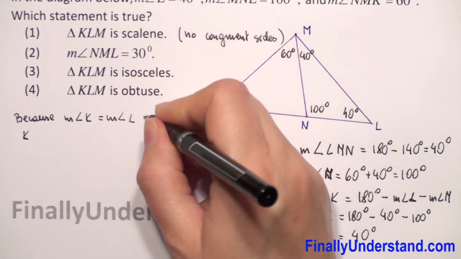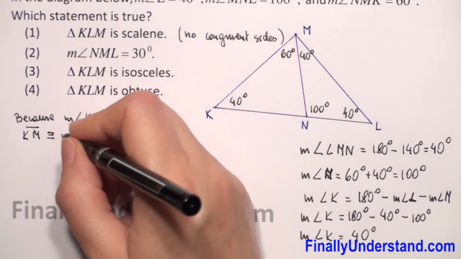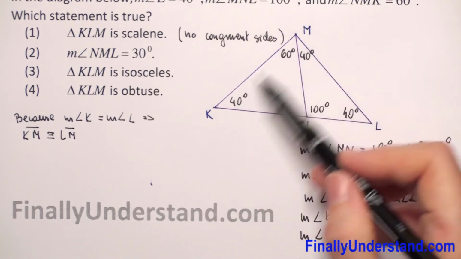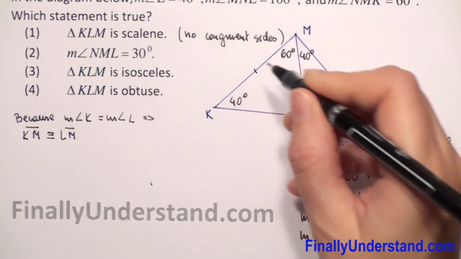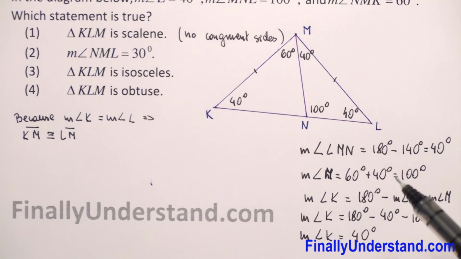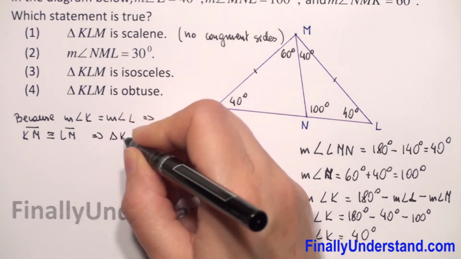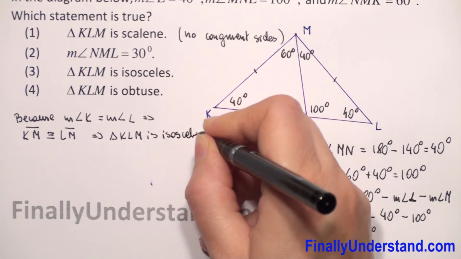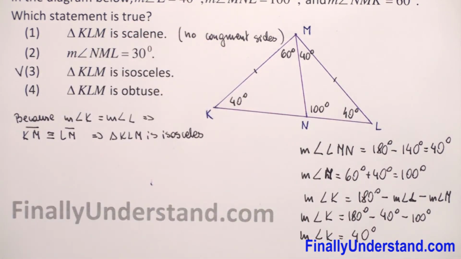KM segment is congruent to LM segment. So it means that this triangle has these two sides congruent. It means that we have here an isosceles triangle. So you can write triangle KLM is isosceles. So the third statement is true. What else?